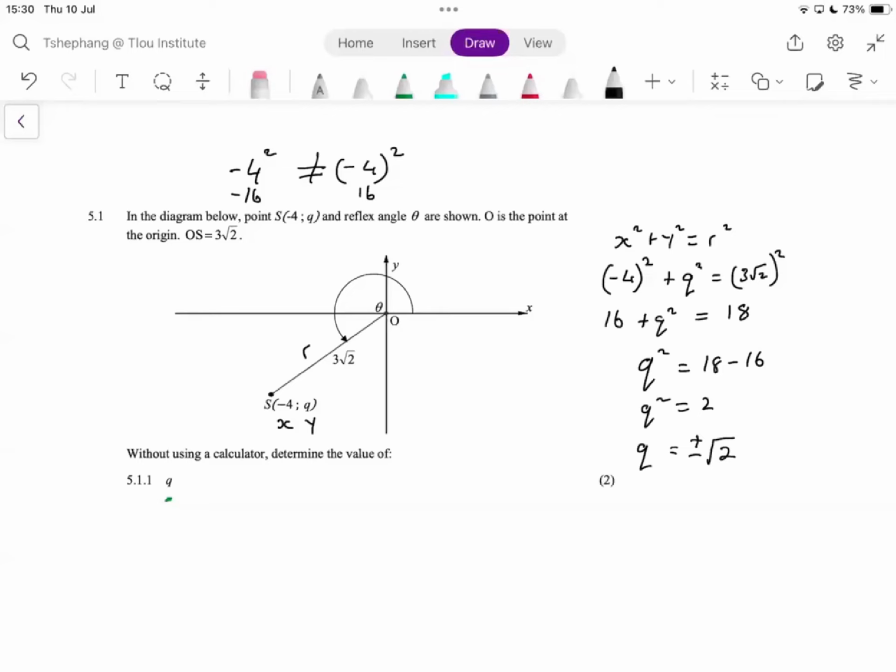Now, remember something else. We are dealing with the third quadrant. What do we know about all the y values there? They are going to be negative. So q is negative root 2. A very easy 2 marks to obtain there.